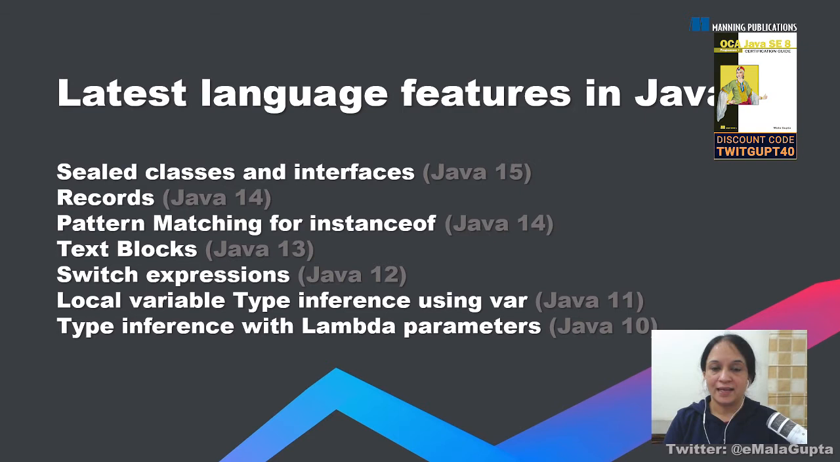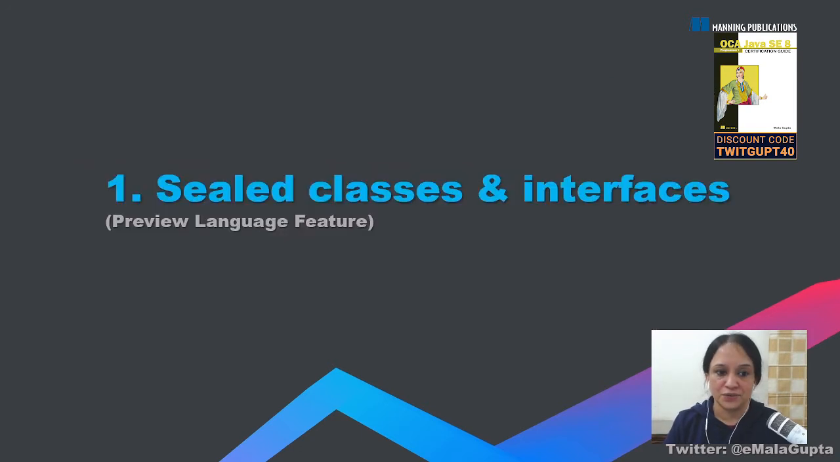So these are the language features which I will try to cover in today's session. We'll start with sealed classes and go down to type inference with lambda parameters, and local variable type inference with var, which was introduced in Java 10. I skipped the Java versions on the last 2 lines. Sorry about that.